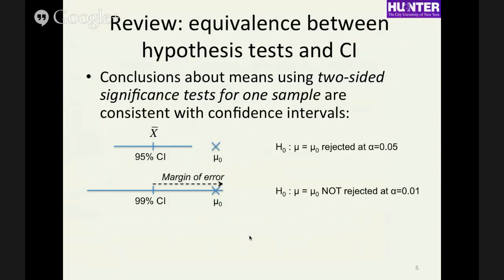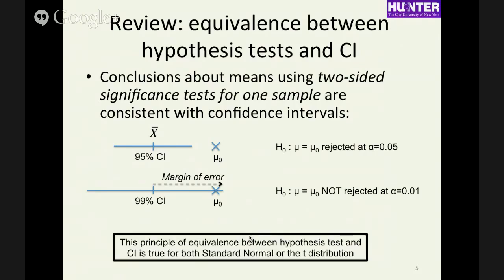You'll remember that for two-sided tests, not for one-sided tests, there was an equivalence between confidence intervals and hypothesis tests. That is, if your confidence interval includes the value of your null hypothesis, then you don't reject the null hypothesis. And that's going to hold also for the t-distribution.